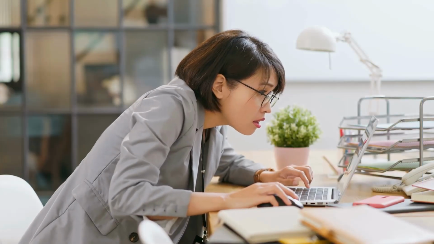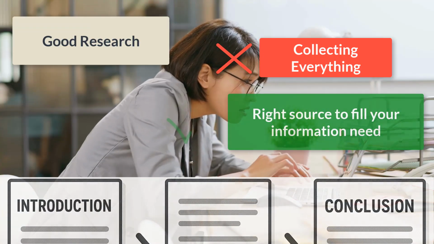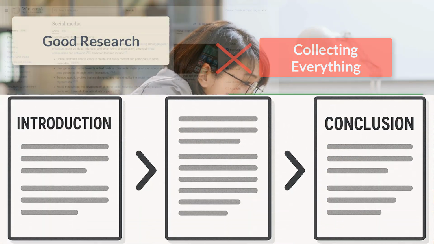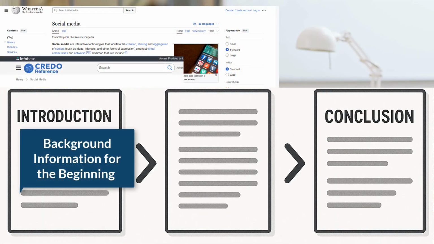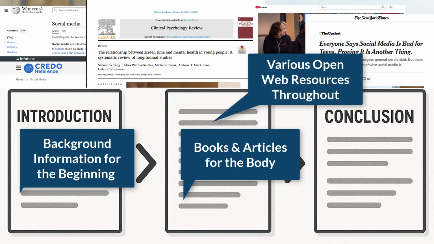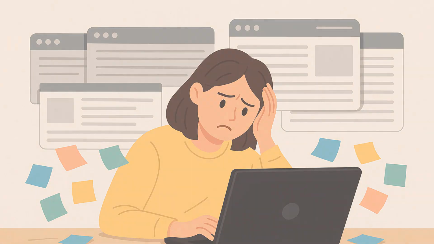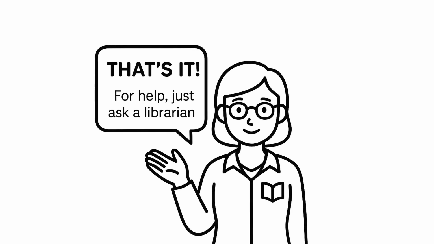So here's the big picture. Good research doesn't mean collecting everything. It means finding the right types of sources for each step in your process. Start with background info to understand your topic. Use the library's tools to explore expert perspectives. Then use Google strategically to add relevant, diverse voices. And remember, if you're not sure where to start or you get stuck along the way, just ask a librarian. We're here to help.